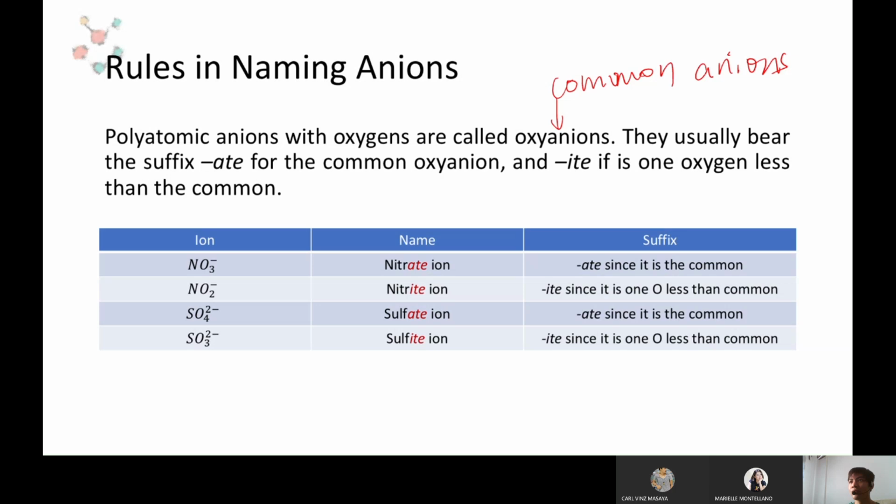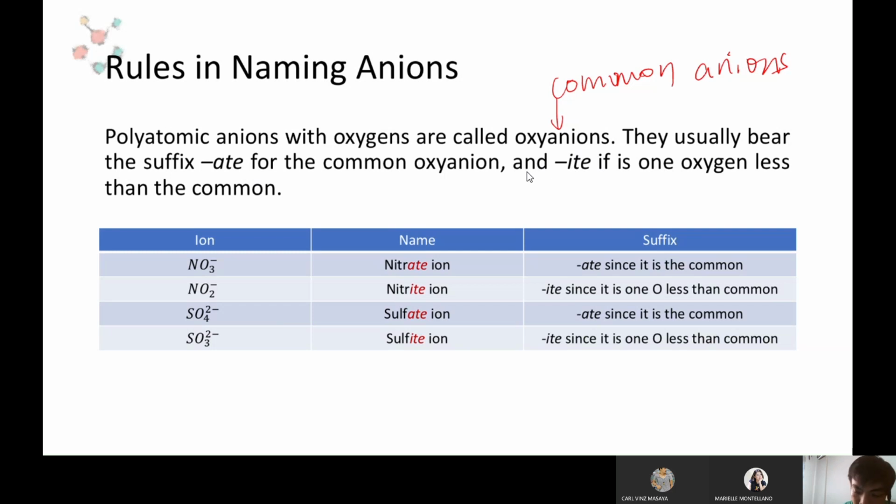So, isa-isayin natin sila. So, when you have polyatomic anions, may makikita kang mga oxygen atoms dyan, such as NO3, yung SO4, yung mga sinasagutan natin kanina. Pag may nakita kang may oxygen, so, usually, polyatomic anion yan. Ang tawag sa kanila ay oxyanions. So, they usually have the suffix -ate, no? Pag may nakita kayong -ate, oxyanion yan. For common oxyanions, they have the suffix -ate, and if it is one oxygen less than the common, the suffix would be "ite".